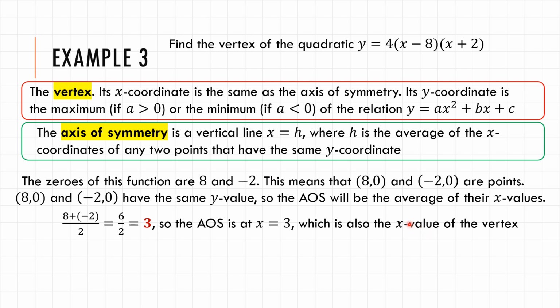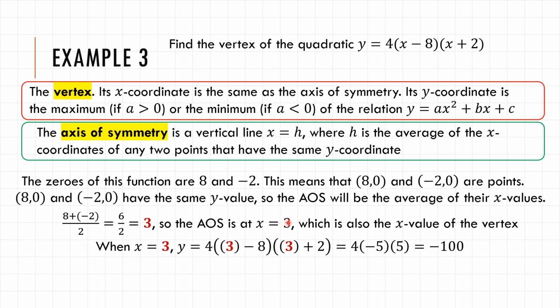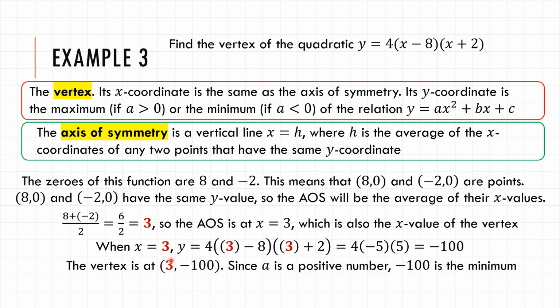So what I can do is take that number 3 and plug it into my equation, and that tells me the y value of the vertex. So the vertex in this case is (3, negative 100). Because this a value is a positive number, the quadratic, what do we look like when we are feeling positive? We smile. So the quadratic is shaped like a U. That means that this is the minimum. This is the bottom point.